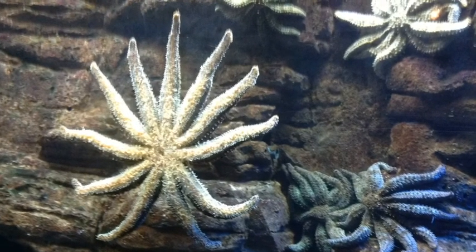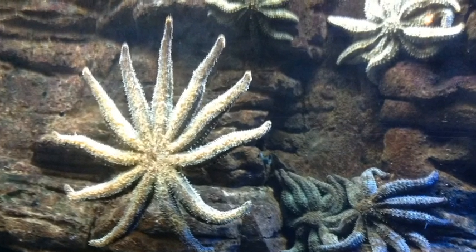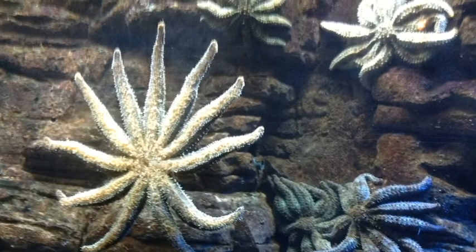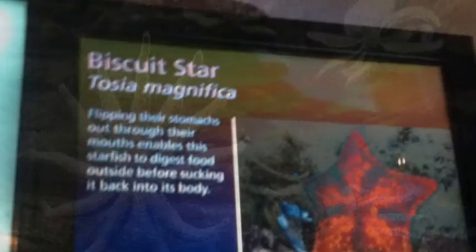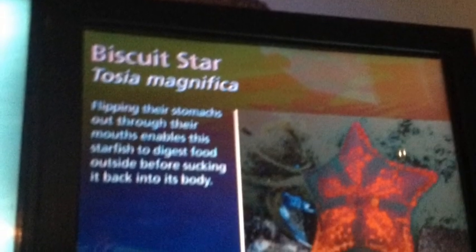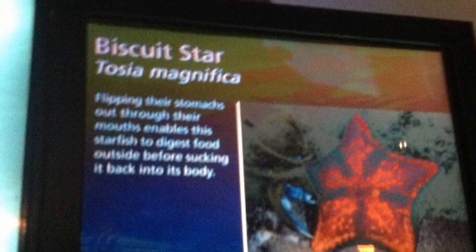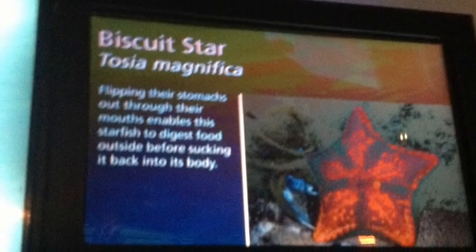An example of a physiological adaptation is prominent in sea stars. In a particular variety known as the biscuit star, they have changed the way they eat food over thousands of years. They flip their stomachs out, completely covering any prey that can attempt to fight back.